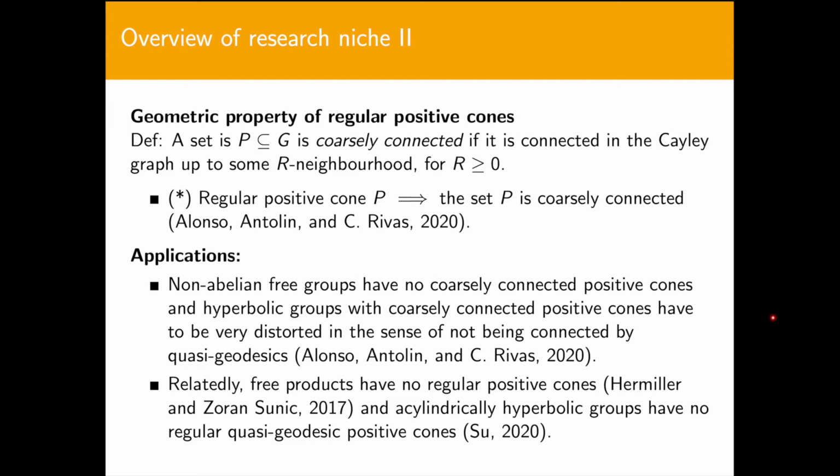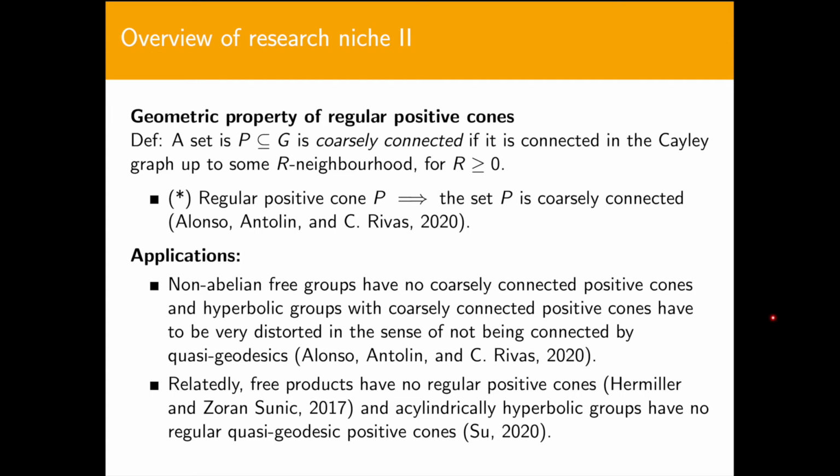And hyperbolic groups, which you can think of as slightly thickened non-abelian free groups, if you want, have some coarsely connected positive cones, but they have to be very distorted, in the sense of not being connected by quasi-geodesics. Again, that's a result of Alonso and Cristóbal Rivas.